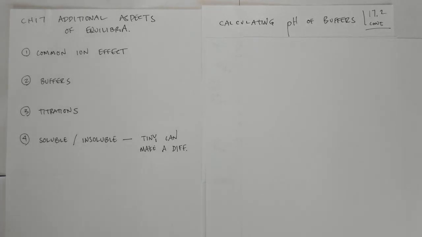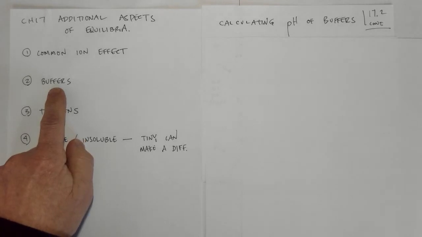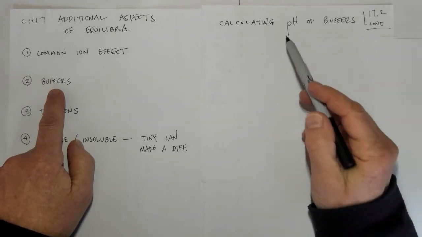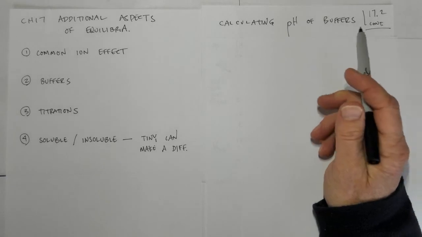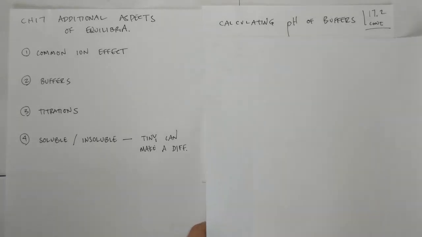So in this video, we continue the study of buffers, and this time we not only look at whether we can identify whether something is a buffer or not, but calculating the pH of this buffer solution. So let's jump right in, and let's say that we have a buffer solution that is of a weak acid.